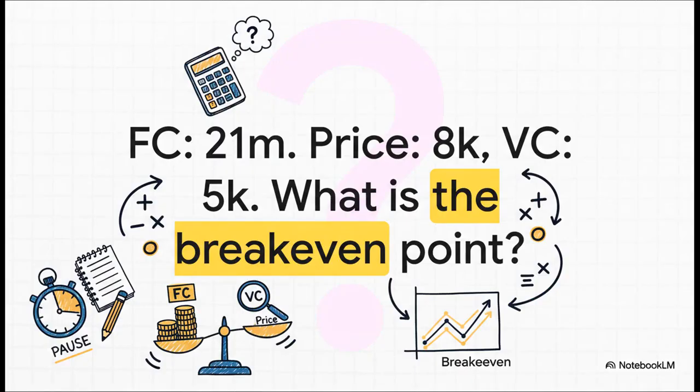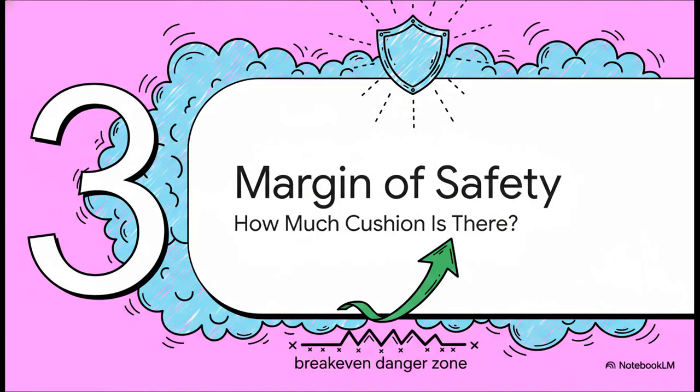Okay, your turn to try. Let's say your fixed costs are $21 million. You're selling your product for $8,000, and your variable cost is $5,000 per unit. Using that formula we just covered, what's your break-even point? Go ahead and pause the explainer here, run the numbers, and we'll be here when you get back. Knowing your break-even point is all about survival.